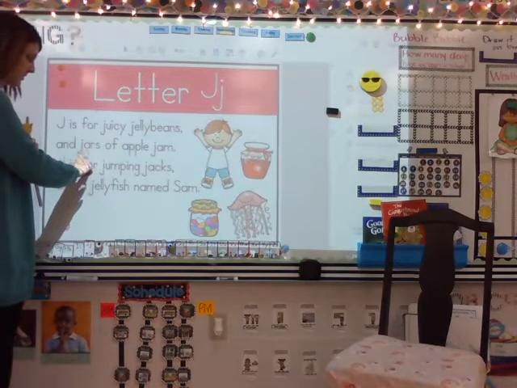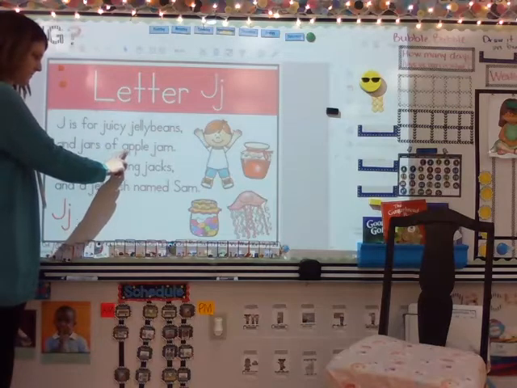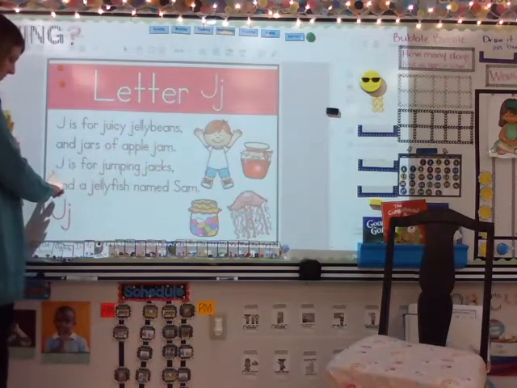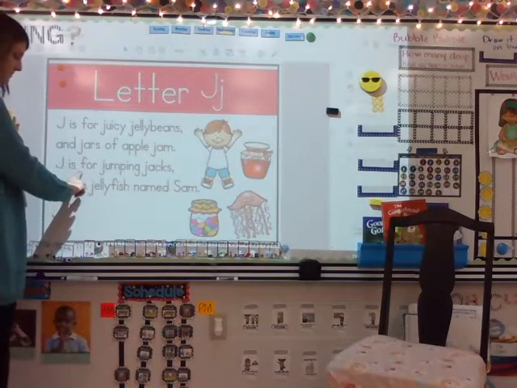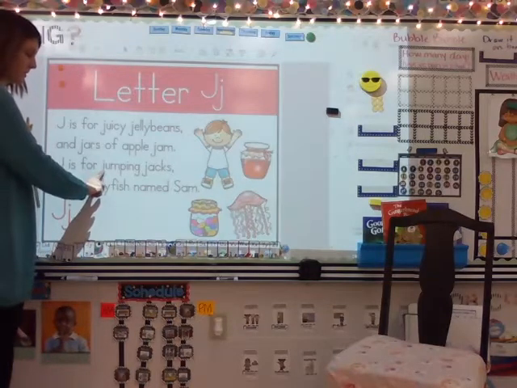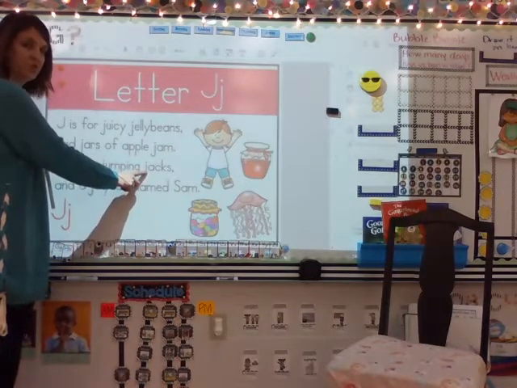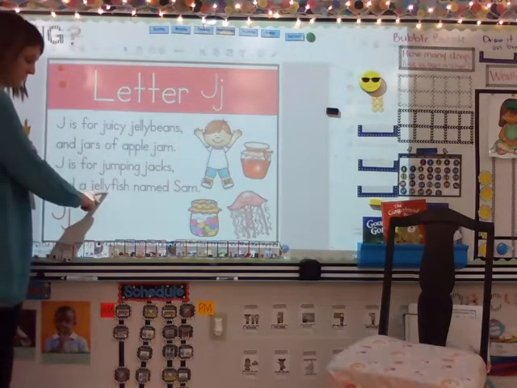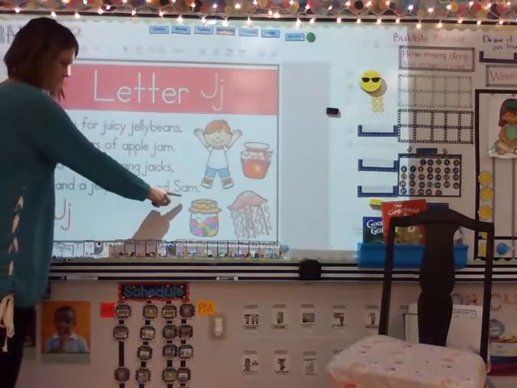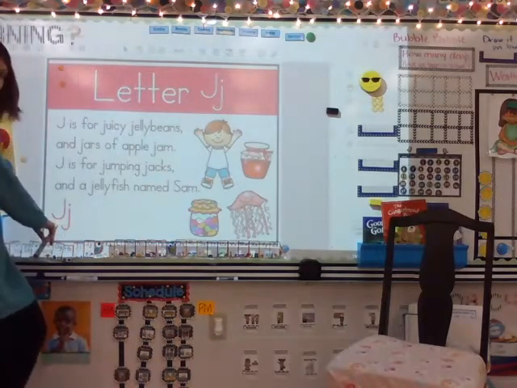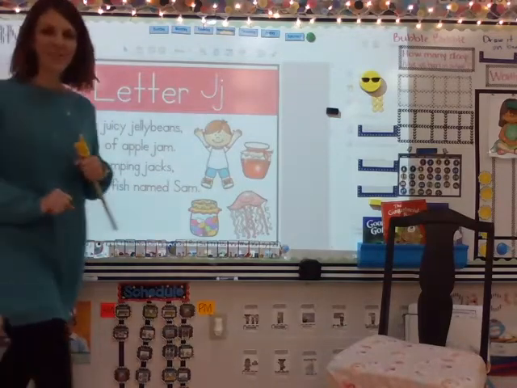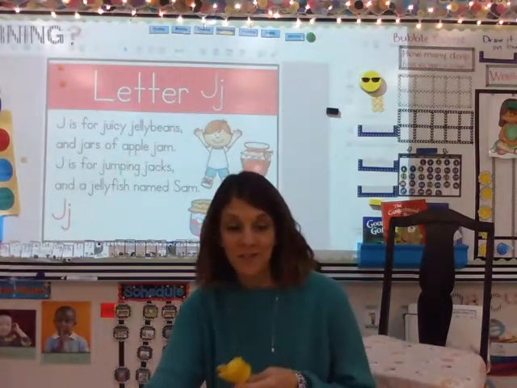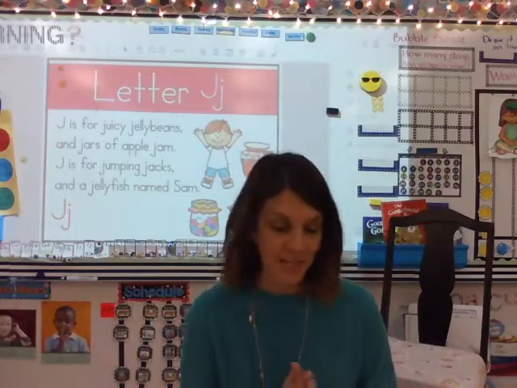J, J, J, J, J, J. And our final one. J, J, J. Kiss your brains. That was some good work. So, practice reading this story again at home. Point to the letter J, make the J sound.